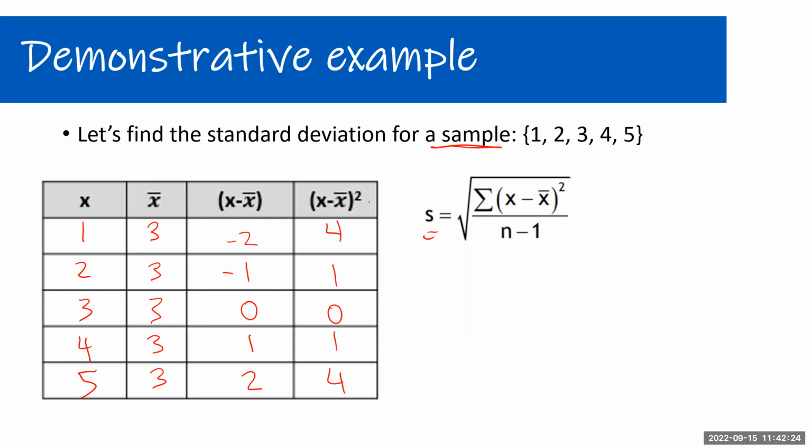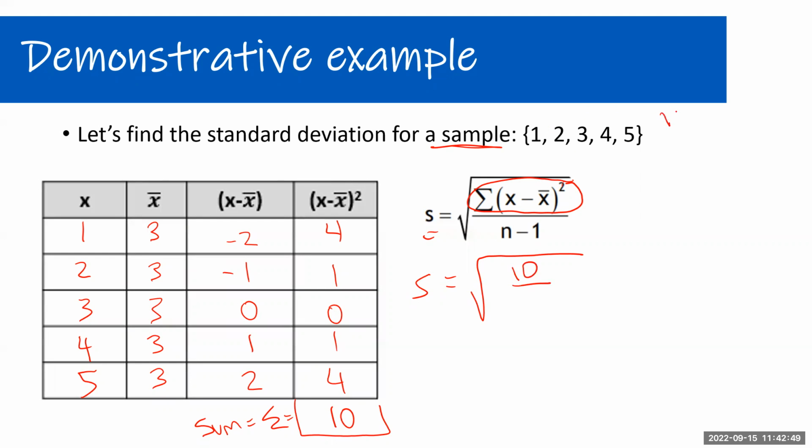If we add up this column, okay, the sum is the same as that symbol. So the sum of this column is this entire numerator. So 4 plus 1 plus 0 plus 1 plus 4 is 10. So that means that this equation becomes S equals 10 over, how many do we have? We have N equals 5. So 5 minus 1, which is going to be the square root of 10 over 4. Okay. We can put this in our calculator, and it's going to give us somewhere around 1.58.